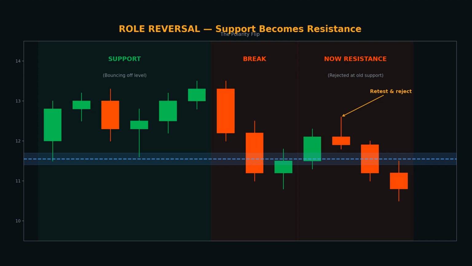This is incredibly useful for trading. When you see a level break, don't chase the move. Wait for the pullback to the broken level. That pullback, that retest of old support as new resistance or old resistance as new support, is one of the highest probability trade setups you can find. It's a favorite among institutional traders for a reason.